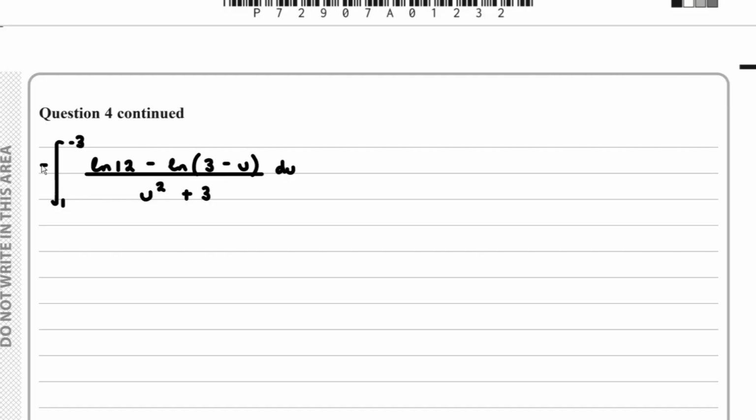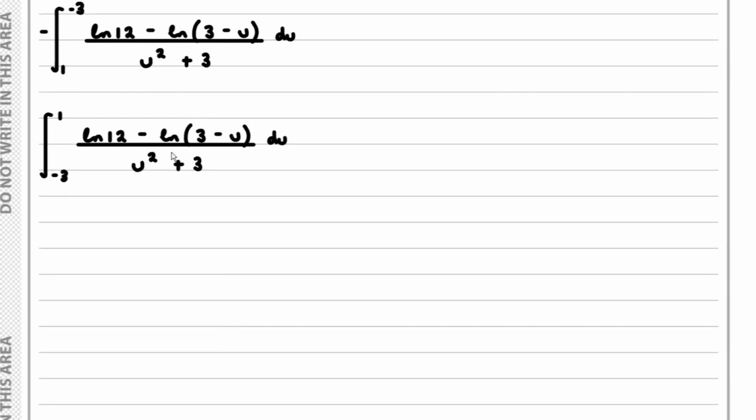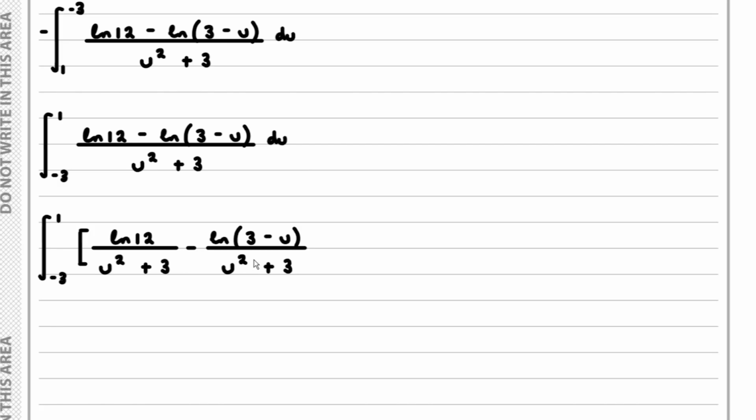Now, if I've got negative and then an integral, what I can do is remove this negative and swap the limits. So I've got the integral from negative 3 to 1, and then I've got the natural log of 12 subtract the natural log of (3 subtract u) over (u squared plus 3) du. And we can split this up. We've got this integral of the natural log of 12 over (u squared plus 3) subtract the natural log of (3 subtract u) over (u squared plus 3) du.